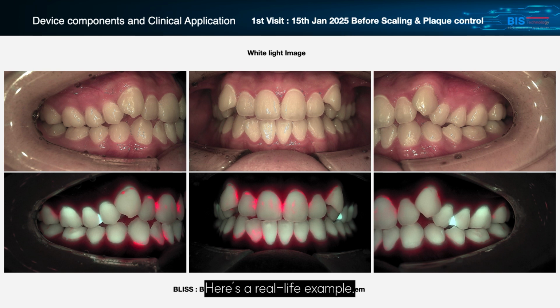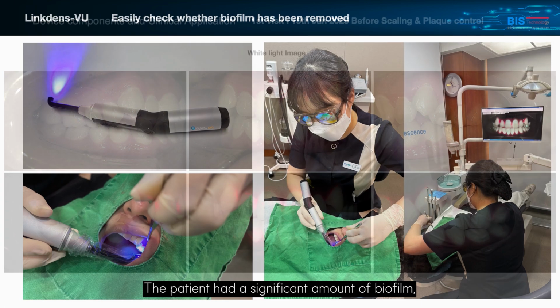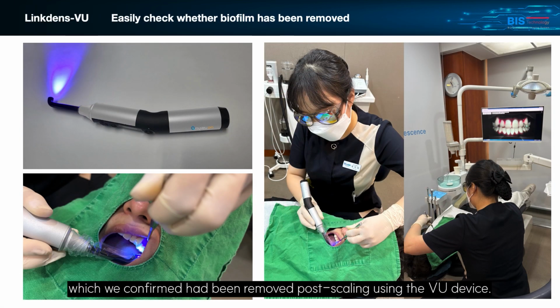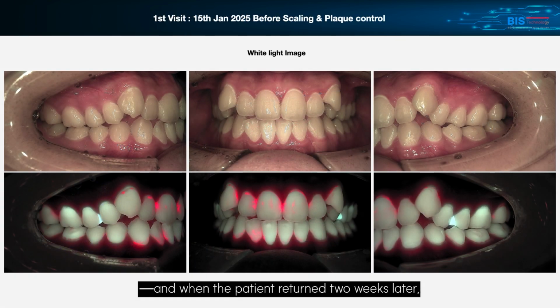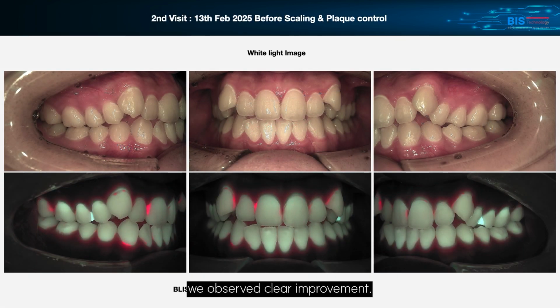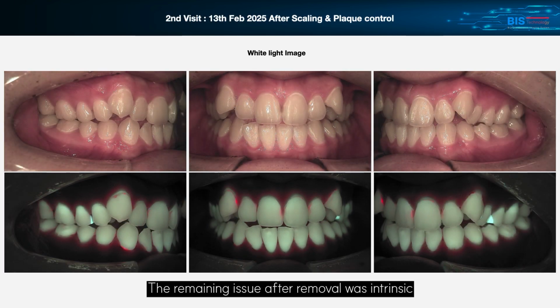Here's a real-life example. This patient visited our clinic in January of this year. The patient had a significant amount of biofilm, which we confirmed had been removed post-scaling using the VU device. After scaling, we showed the patient a comparison between their pre-scaling QC image and their current condition using QScan+. That was the first visit, and when the patient returned 2 weeks later, we observed clear improvement. The remaining issue after removal was intrinsic to the tooth itself, proximal caries.